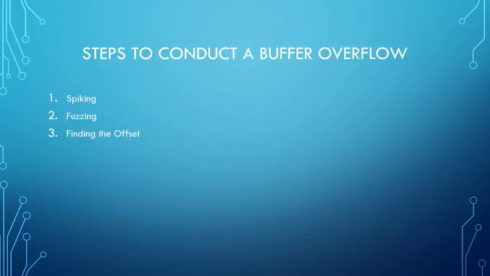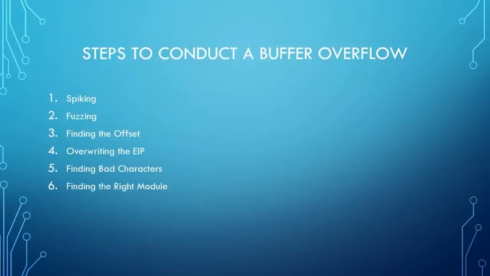If we do break it, we want to find out at what point we broke it, right? So we want to find something called the offset, and we use that offset to overwrite the EIP, that pointer address that we were talking about. Once we have the EIP controlled, we need to do a few housecleaning things. One is called finding bad characters. The other is called finding the right module. This doesn't need to make sense right now.